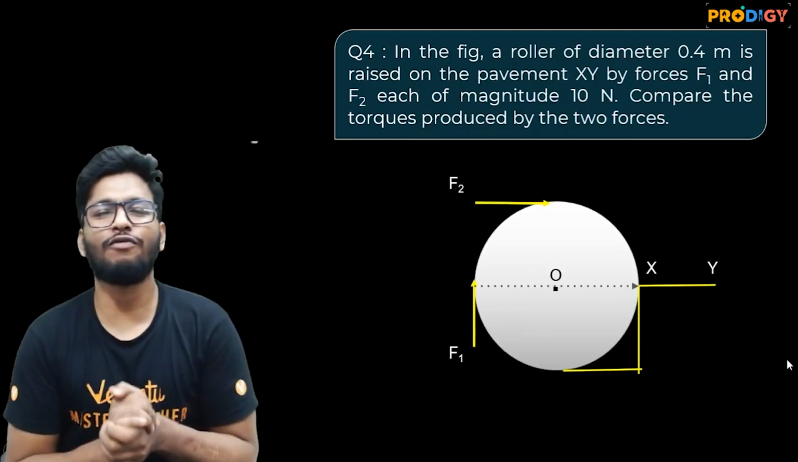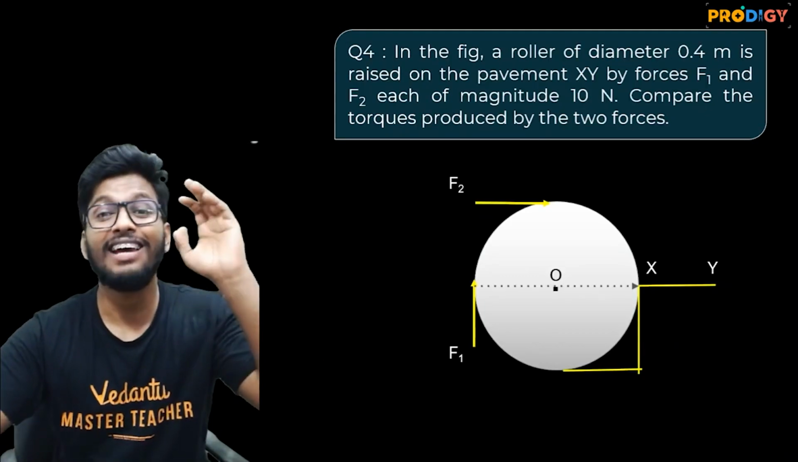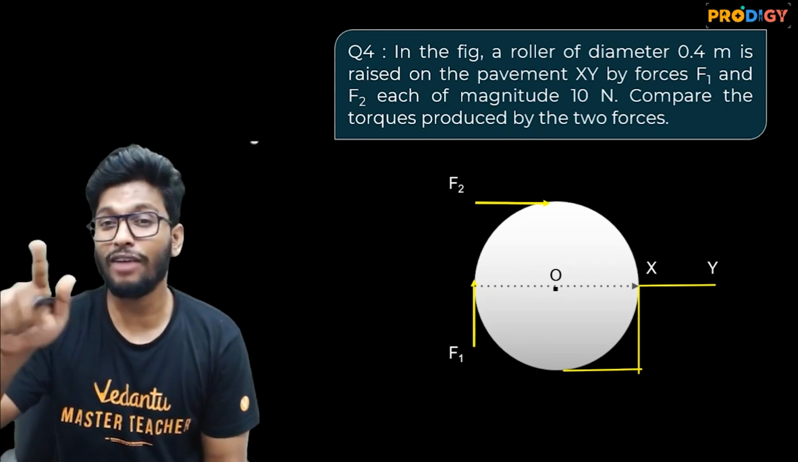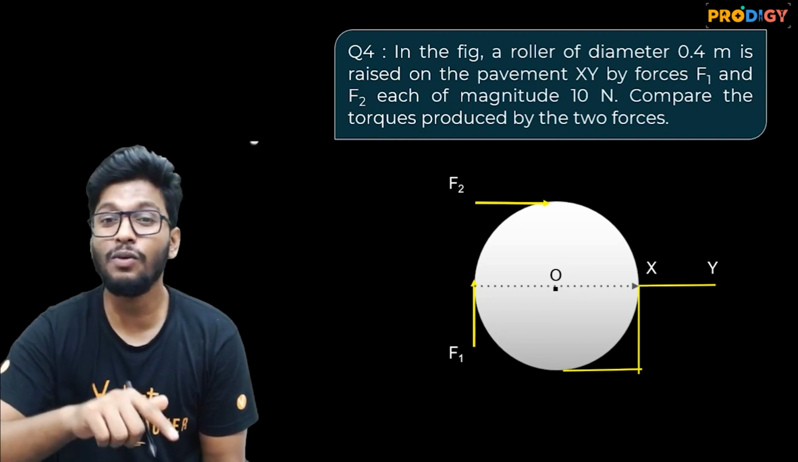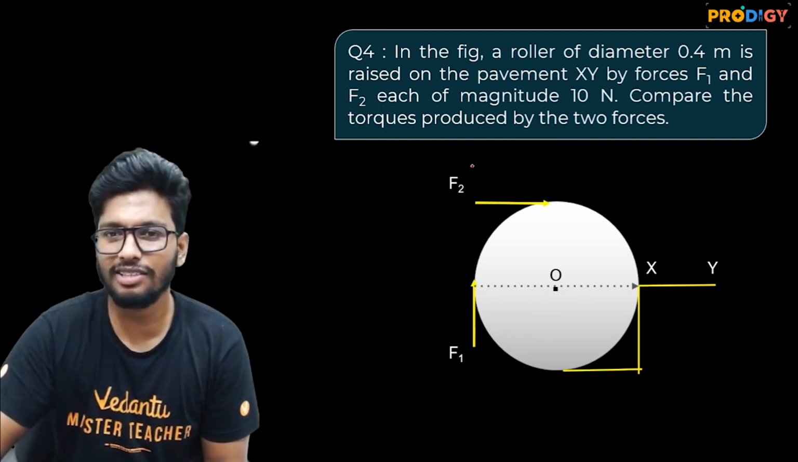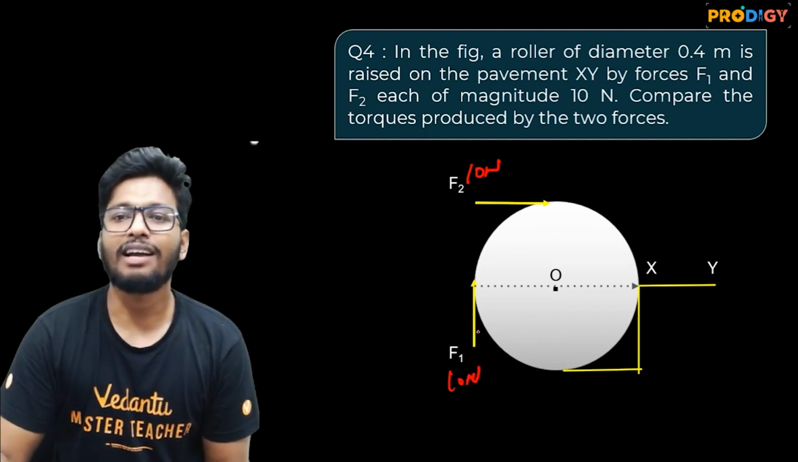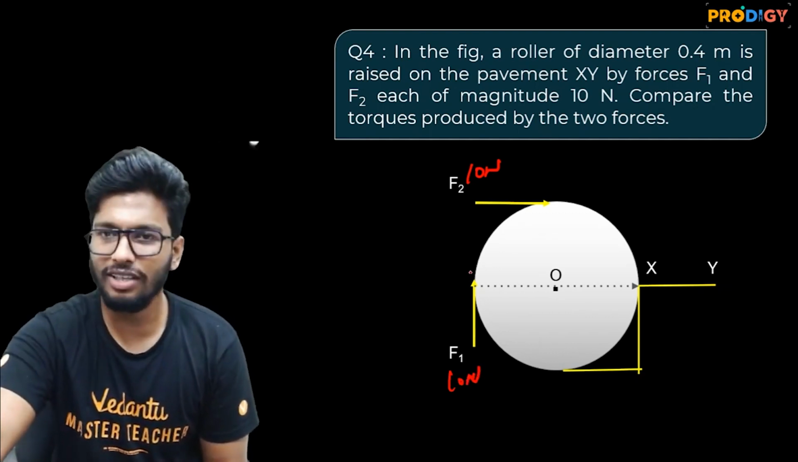So yes, people, let's do the fourth question as well. Here's the fourth question. In a figure, a roller of diameter 0.4 meters is raised by a pavement of XY by forces F1 and F2, each of magnitude 10 Newton. So both of these are 10 Newton forces. Compare the torques produced by both these forces.